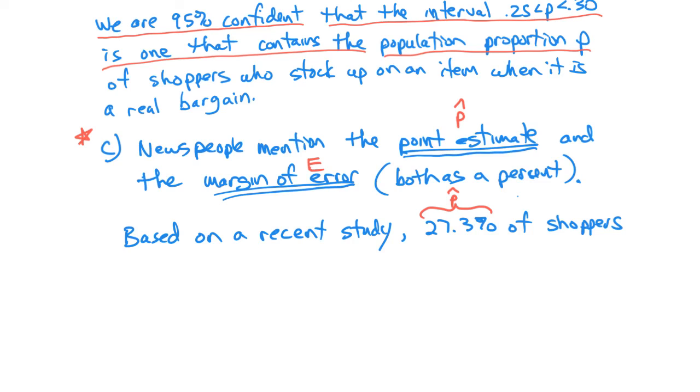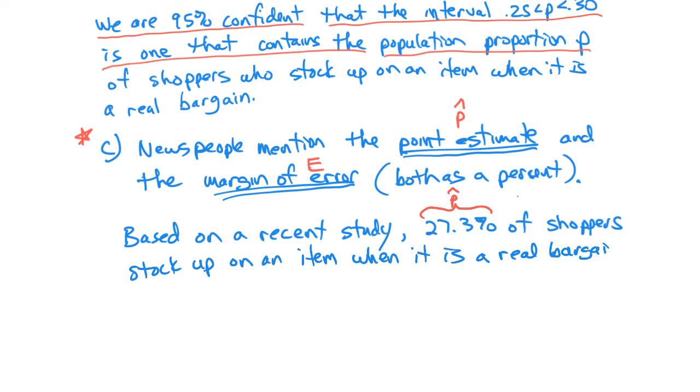Based on a recent study, 27.3% of shoppers stock up on an item when it is a real bargain. Now, if you ever hear the results of a study or a survey and they don't give the margin of error, it's totally worthless. I've never actually heard anybody do this, but it would be totally worthless, because what if your margin of error is 80%? Then it makes the results almost meaningless. So they should always mention the margin of error. And like I said, they always do. Any credible news place would always mention the margin of error.